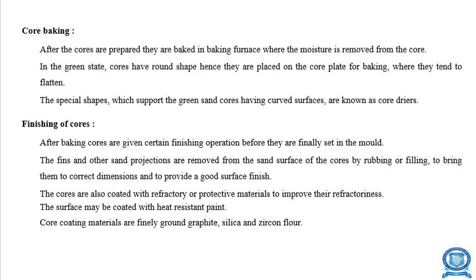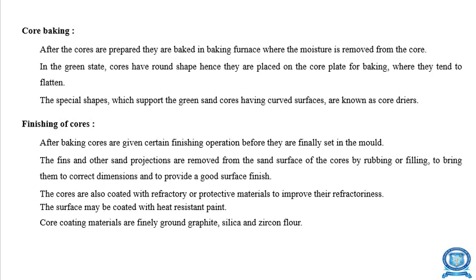Next, core baking. After the cores are prepared, they are baked in the baking furnace where the moisture is removed from the core. In the green stage, cores have a round shape, hence they are placed on the core plate for baking, where they tend to flatten. The special shapes which support the green sand core having cured surface are known as core driers.